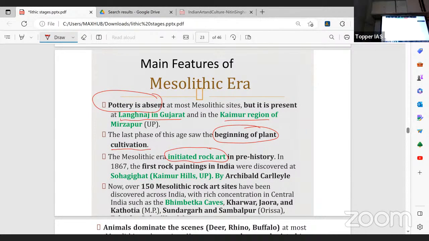So the first rock art painting was discovered at Sohagi Ghat, Kaimur Hills, right? Then other rock art paintings are at Bhimbetka in Madhya Pradesh, the Bhimbetka caves. Then Kathotia in UP. Then Sambalpur and Sundargarh, Odisha. Okay. Sambalpur and Sundargarh, Odisha.